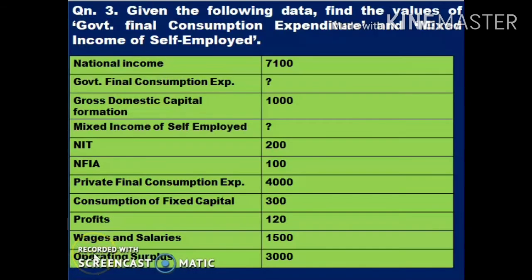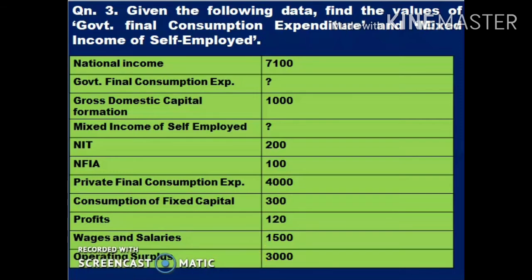So see another question, students. Given the following data, find the values of government final consumption expenditure and mixed income of self-employed. You have to find that. National income is given, so you have to subtract the other factors and find it. Let us see how we can find it.